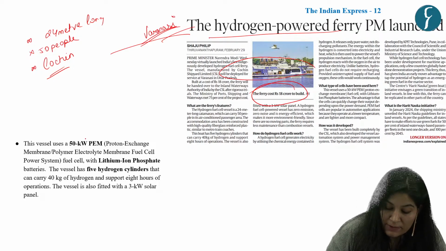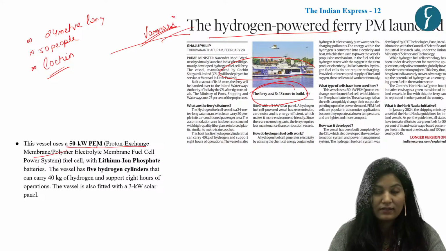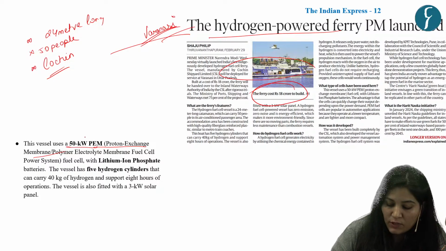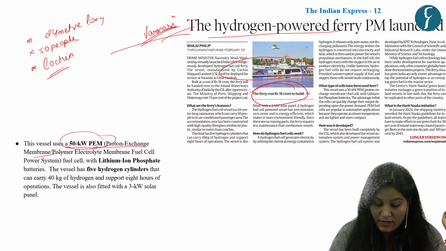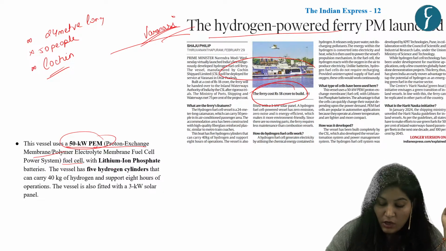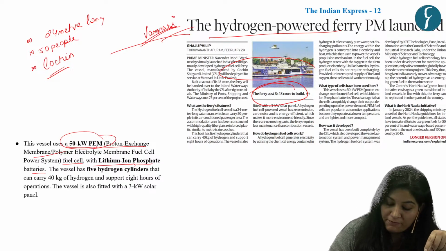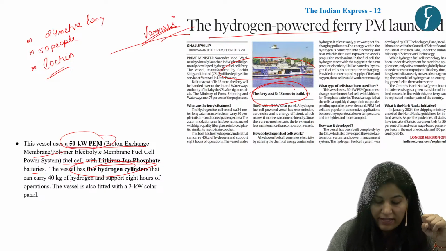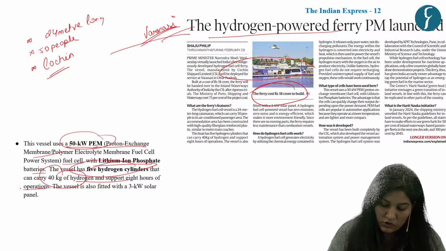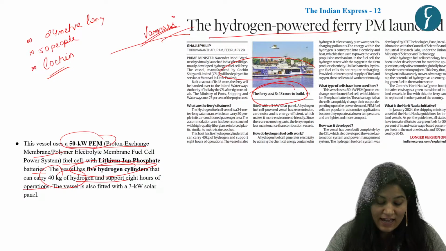This vessel uses a 50 kilowatt proton exchange membrane fuel cell. So this is something new. This vessel uses a 50 kilowatt PEM fuel cell. We'll see this in our discussion, with lithium iron phosphate batteries. And this vessel also has 5 hydrogen cylinders, and they can carry 40 kg of hydrogen and can support 8 hours of operation.